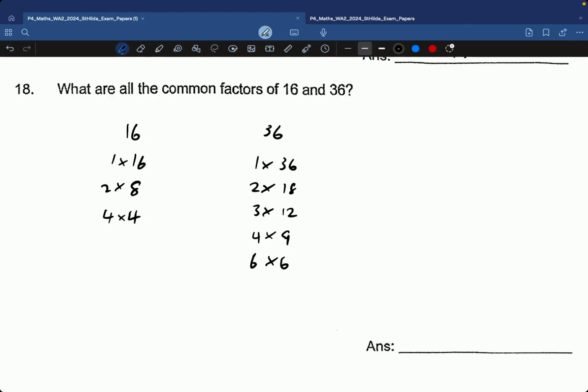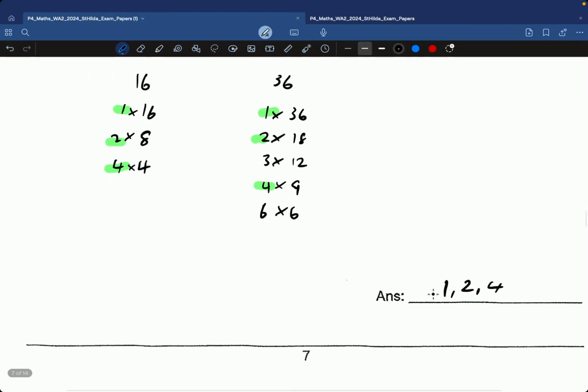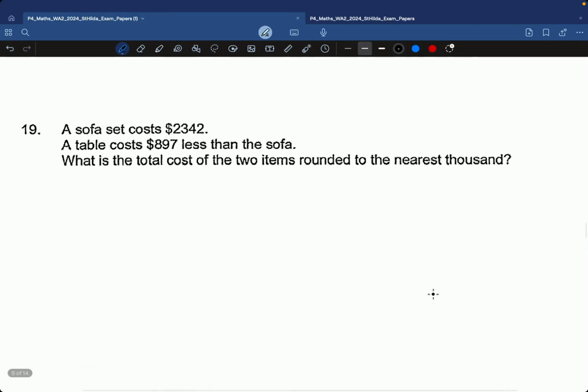So what are the common factors? First is pretty straightforward. First is 1, right? What else? We have 2 as well. What else? We have 4 as well. Can 36 be divided by 8? No, we cannot. So the answer over here will only be 1, 2, and 4. Okay, let's move on to question 19.